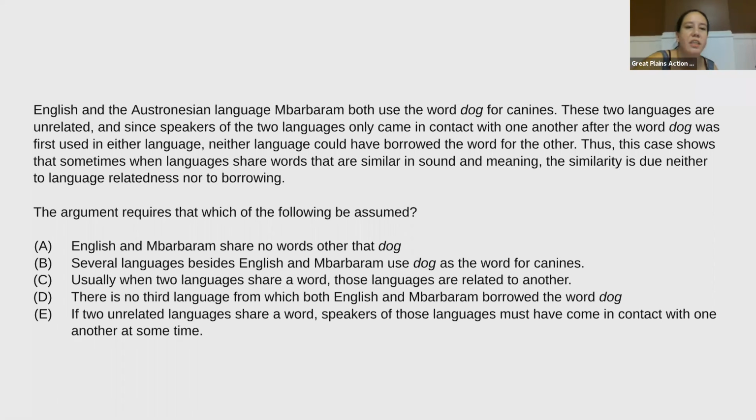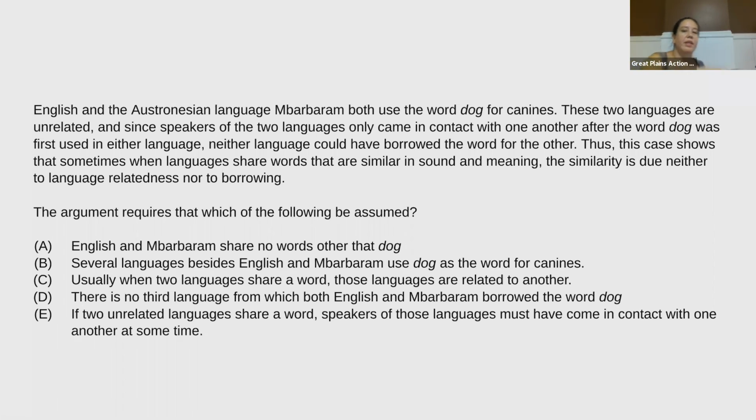Let's see. English and the Austronesian language, Barbarum, both use the word dog for canine. These two languages are unrelated. And since speakers of the two languages only came into contact with one another after the word dog was first used in the language, neither language could have borrowed the word from the other. Thus, this case shows that sometimes when languages share words that are similar in sound and meaning, the similarity is due to neither language relatedness nor to borrowing. The argument requires which of the following be assumed.